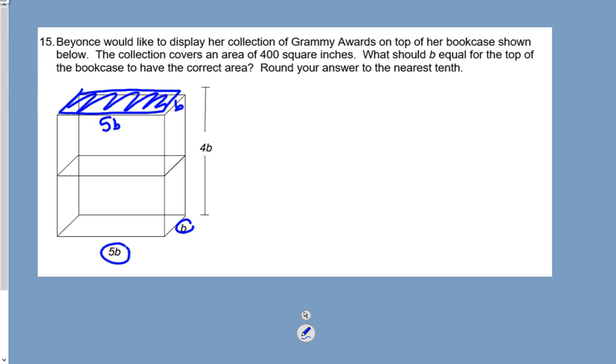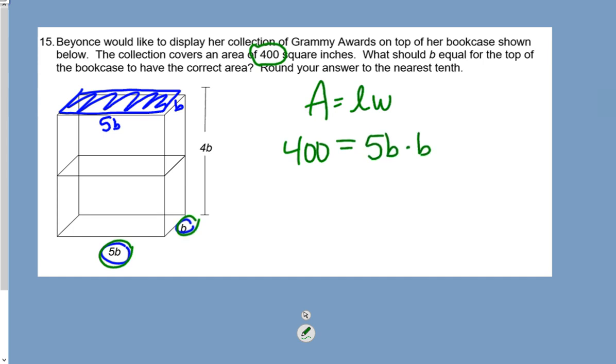We're trying to find the area of a rectangle. So again, I'm going to start with my formula. Area of a rectangle is just length times width. Okay? Well, it says area is 400 square inches. Length and width is over here on the diagram. That's the 5b and the b. Which again, we know that b times b is b squared. So now I just work backwards. Divide by 5. So 80 equals b squared.